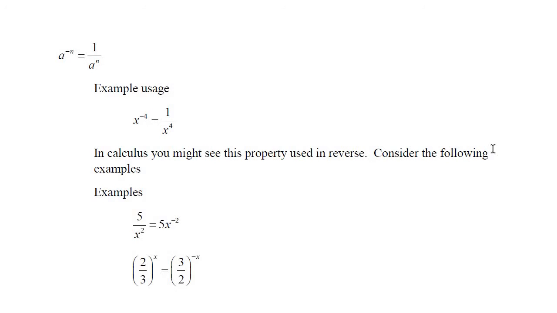In calculus, you might see this used in reverse, so consider the following examples. If I have 5 over x to the positive 2 exponent, I can flip that, and that becomes 5 times x to the negative 2 exponent. Or, if I have 2/3 raised to the x exponent, I can flip this fraction, and that becomes 3/2 raised to the negative x exponent.